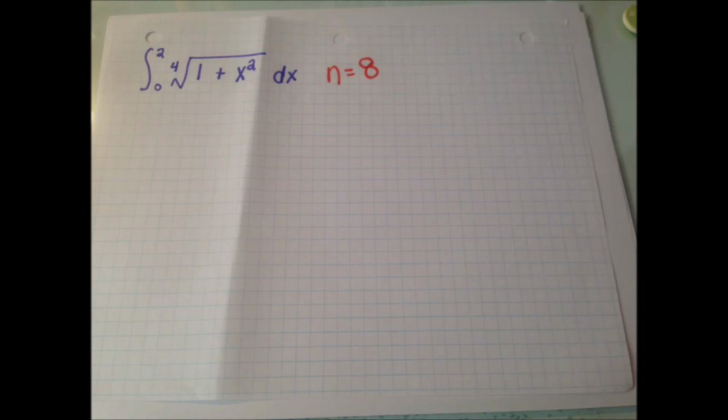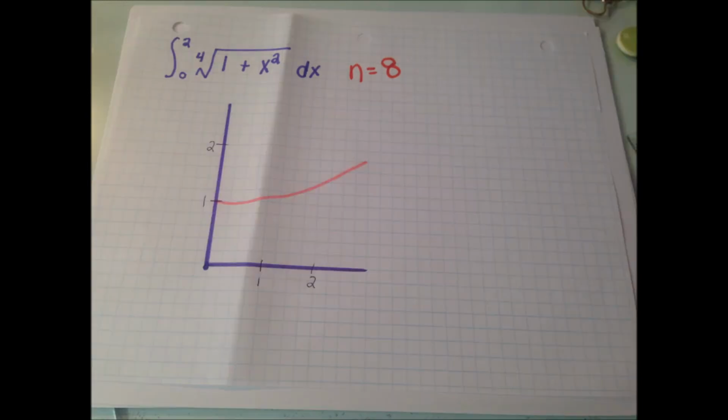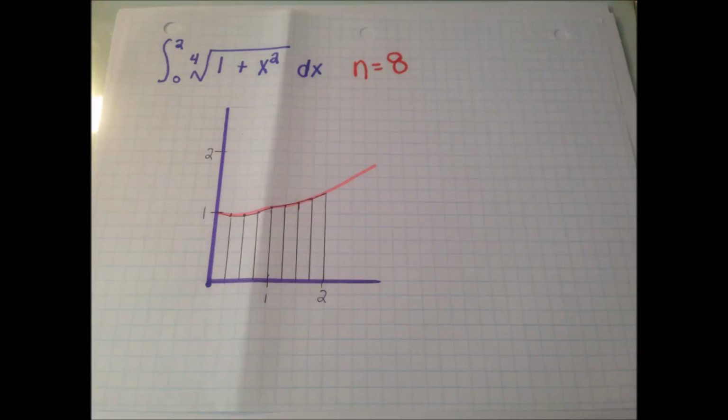How about we try a new type of problem? You're given an equation and then you have to graph it to figure it out. You are given the integral from 0 to 2 of the 4th root of 1 plus x squared dx, and n equals 8. And the graph more or less looks like this. Since n equals 8, you have to split it up into 8 different trapezoids as shown.